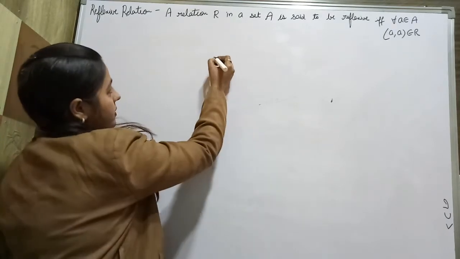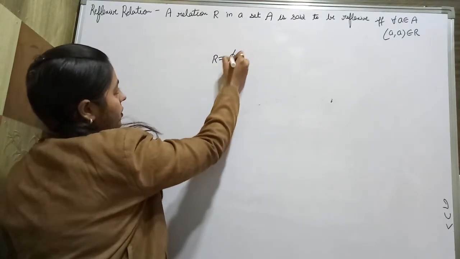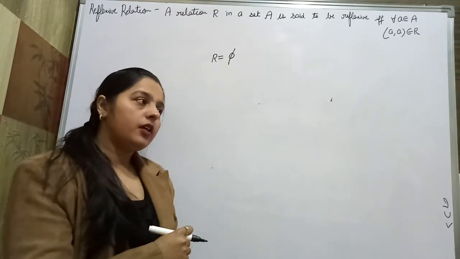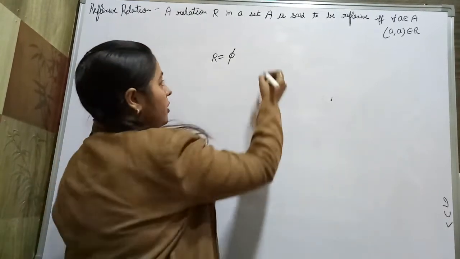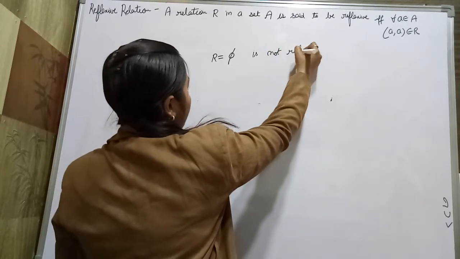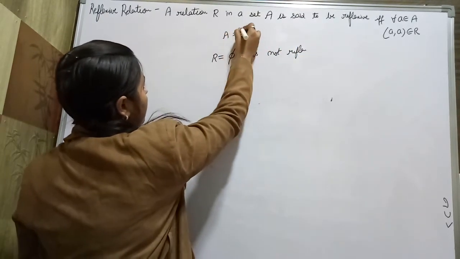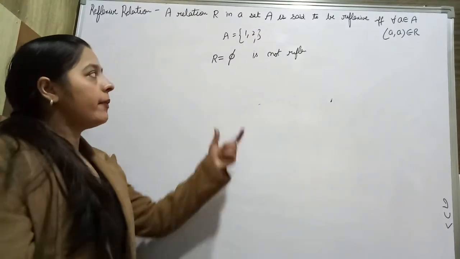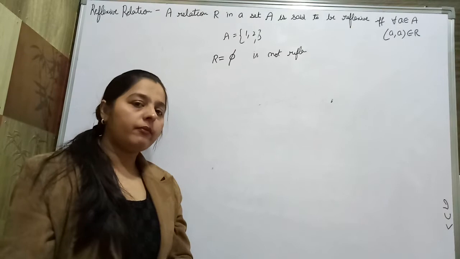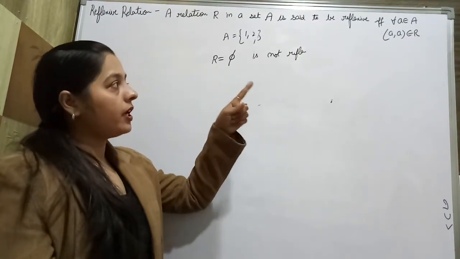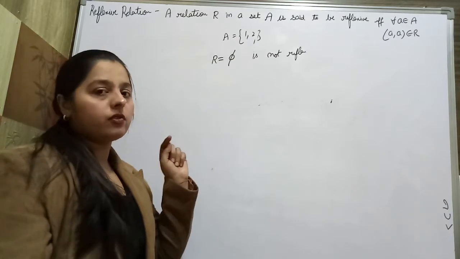On the basis of this definition, can you say that the empty relation is reflexive? Certainly you may say no, it is not reflexive. Why is it not reflexive? Because if I take the set A containing 2 elements or 3 elements, then the empty relation will not contain any element. But what they wrote is that for all elements a belonging to A, (a, a) must belong to R.